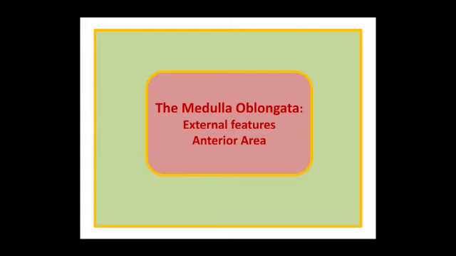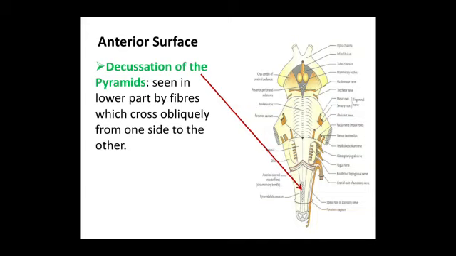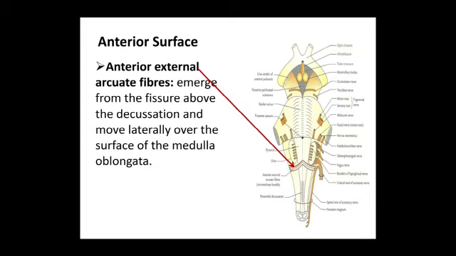So coming to the anterior area of the external surface, the main feature we are seeing here is the decussation of the pyramids, seen in the lower part by fibers which cross obliquely from one side to the other. The anterior external arcuate fibers are seen. They emerge from the fissure above the decussation and move laterally over the surface of the medulla oblongata.